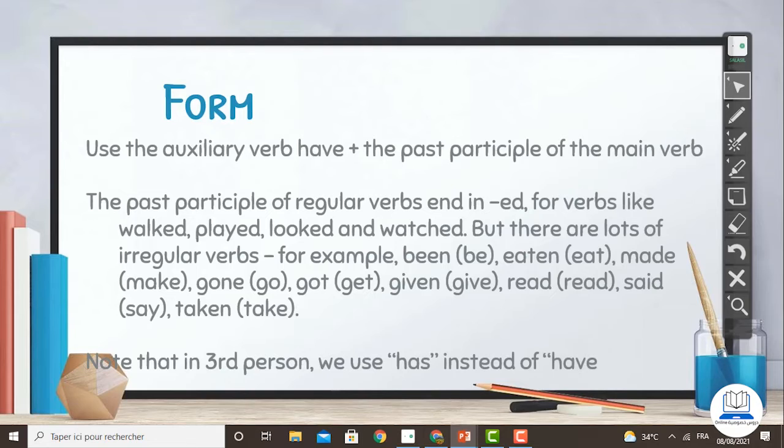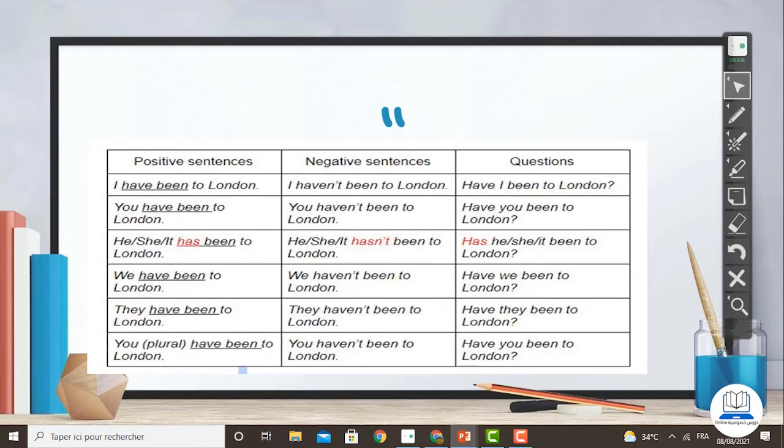And we have a very important remark for the third person. We are going to use has instead of have. So with all the rest of the pronouns, it is have, but with the third person, it is has. That's to say with he, she, and it. So let's take a look at this table. We have here the positive sentences, negative sentences, and the questions.